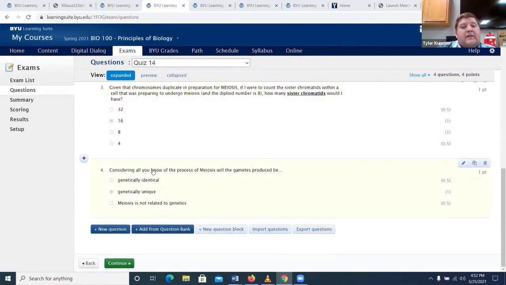Considering all you know about the process of meiosis, will the gametes produced be genetically identical or genetically unique? Meiosis is not related to genetics. It absolutely is. It drives it, right? It's genetically unique is the one we're looking for.